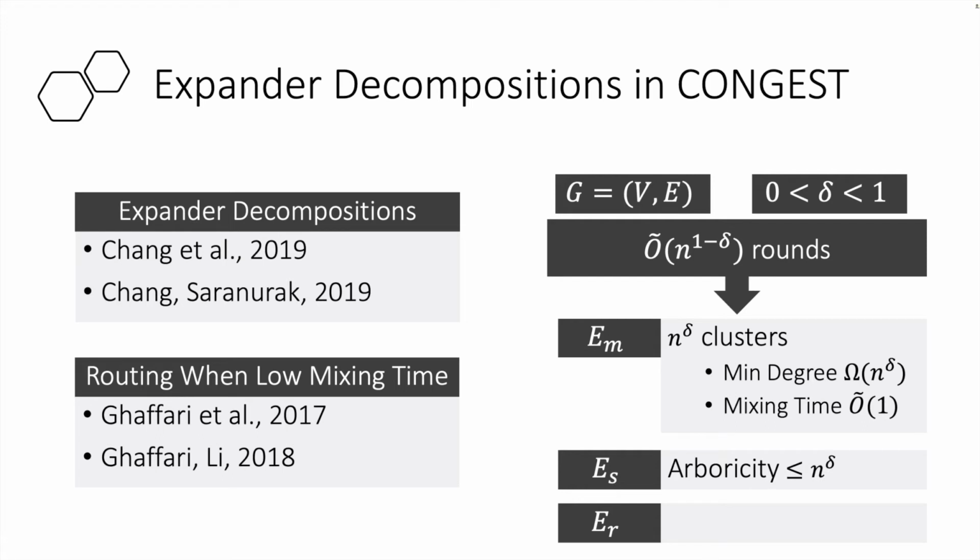Further, we have the notion of ES. ES is just a set of edges with low arboricity, has arboricity at most n^delta, where arboricity means the minimum number of trees that we can split ES into. And finally, we know that ER is the remainder edges, and it's at most a sixth of the total edges that we had at the beginning.